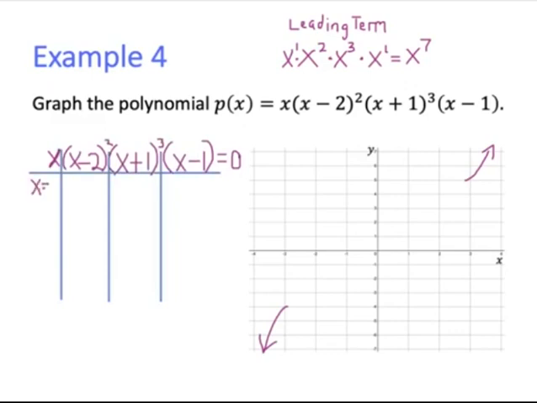So if I take x and set it equal to 0, I'm going to get x equals 0. If I take x minus 2 and set it equal to 0, that just means that I'm going to add 2 to both sides. And I'm going to get x equals 2. If I take x plus 3 and set it equal to 0, that just means that I'm going to subtract 3 from both sides. And so I'm going to get x equals negative 3. If I take x minus 1 and set it equal to 0, then I'm going to be adding 1 to both sides. So I'm going to get x equals positive 1.